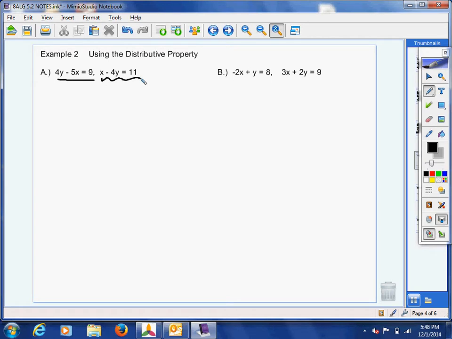Now, substitution using the distributive property entails that first, you're going to have to pick one of the two equations and solve for a variable. I'm not going to make life harder on myself. I'm not going to make this a very complicated thing. So when I make that decision, I look at both equations and I target the one equation that has a variable with a 1 in front of it. Now notice, there he is. That x in x minus 4y equals 11 has a 1 in front of it.